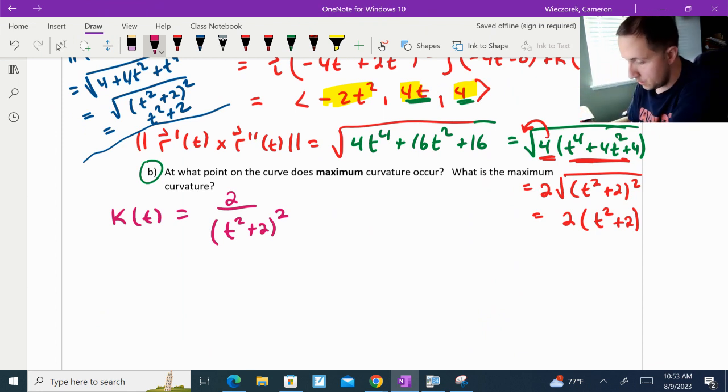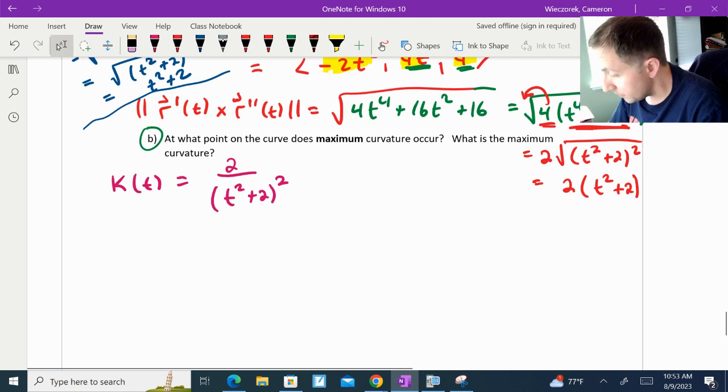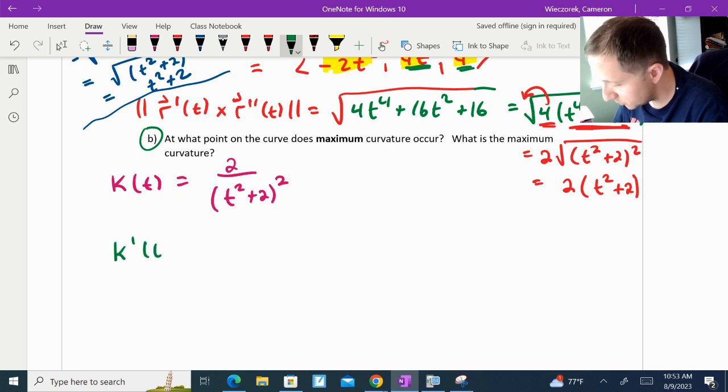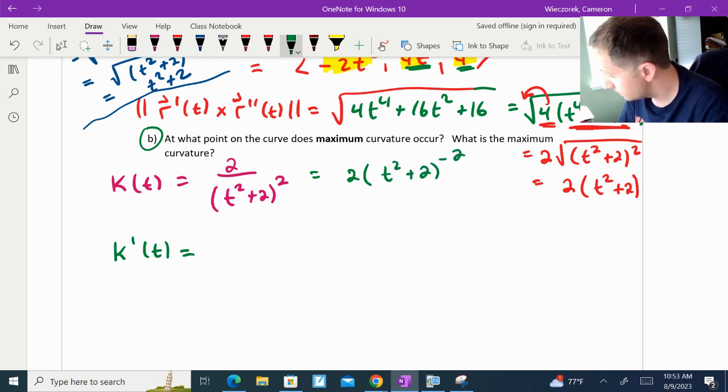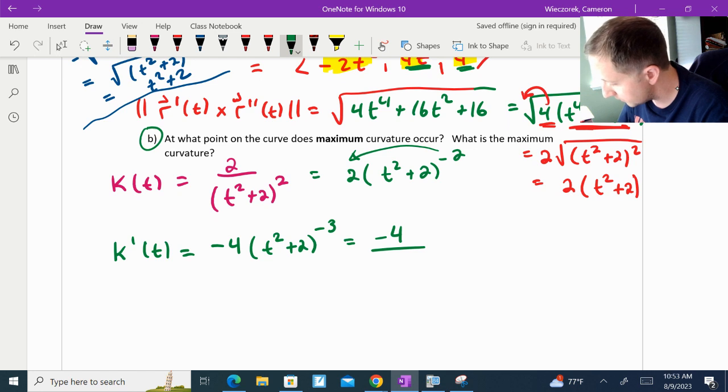So this turns into a Calc 1 problem now. How do we maximize a function of one variable? Well, we take the derivative and we find the critical points. So I'm going to take the derivative of my curvature function. It would help to actually write this as 2 times t squared plus 2 to the negative second so that I can use the power rule. 2 times negative 2 would be negative 4 times t squared plus 2, decrease the exponent by 1 to the negative third. And I am going to write this as negative 4 over t squared plus 2 cubed.